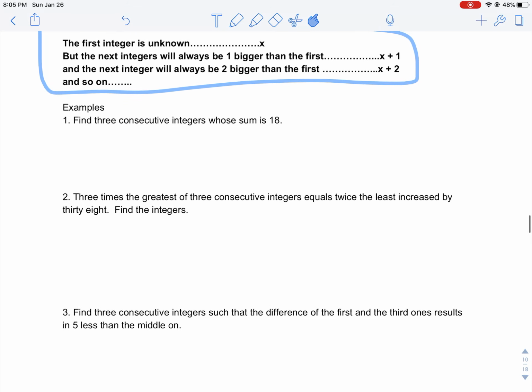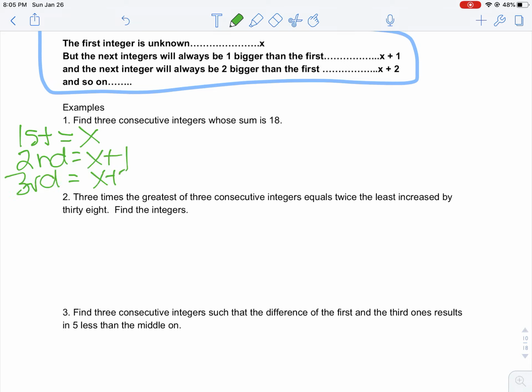So if you look at our first example, it says find 3 consecutive integers whose sum is 18. My first tip would be to come over here and say the first one is x. My second one would be x plus 1. And my third would be x plus 2. So I know that sum means that you are adding them all together. So x plus x plus 1 plus x plus 2 equals 18.